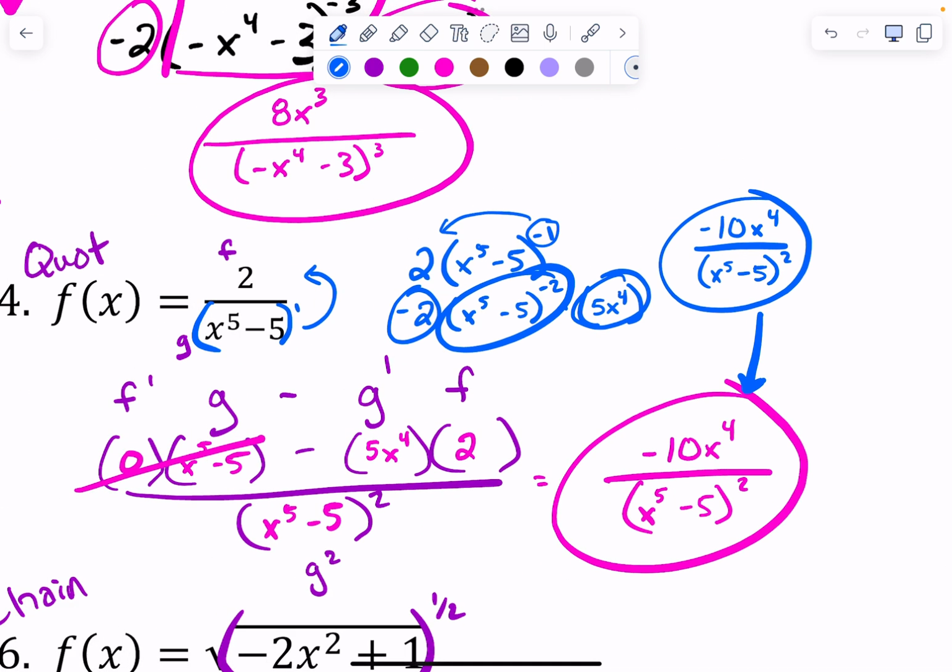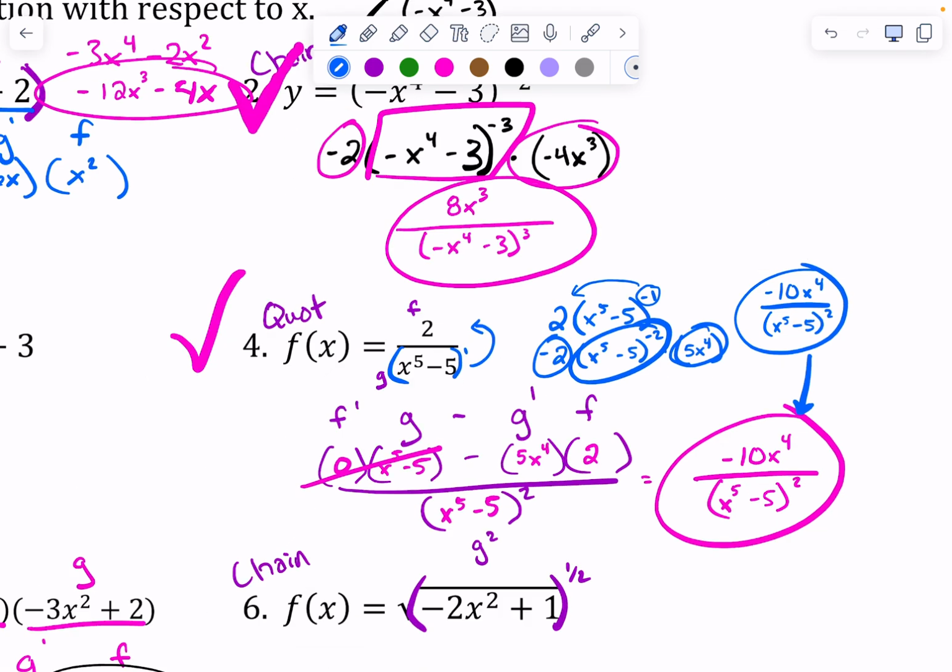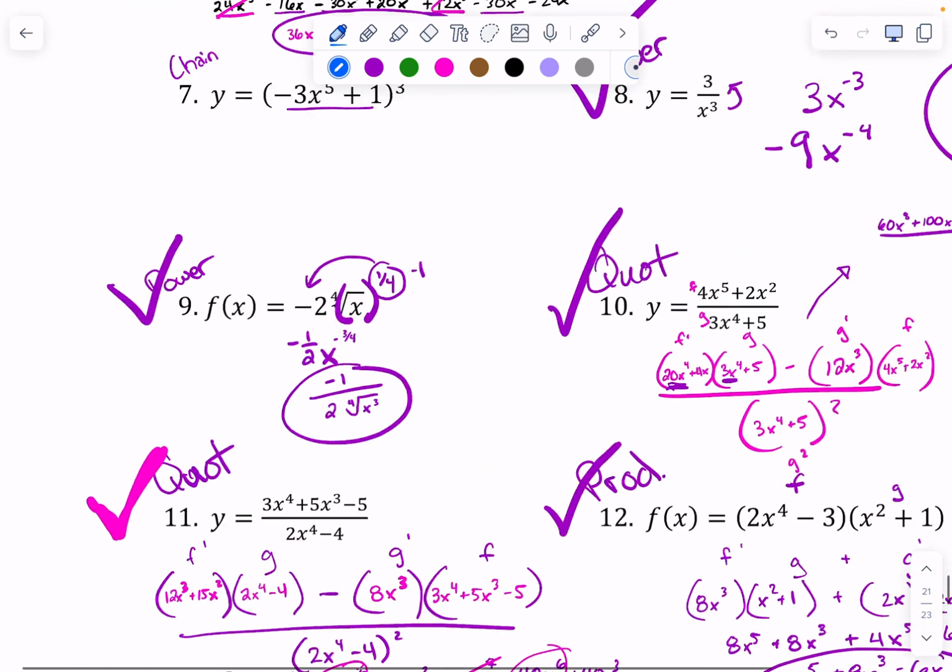Good? I don't prefer the quotient rule. I like the chain rule. So if I were to do that problem, I would have done him chain rule style instead of the quotient rule, because I don't really buy the quotient rule. But there you go. Chain rule.